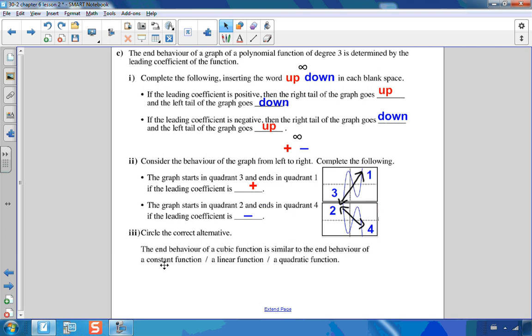So I've said this before, but let's formalize it now. The end behavior of a cubic function is similar to the end behavior of a linear function. So it behaves just like a line.